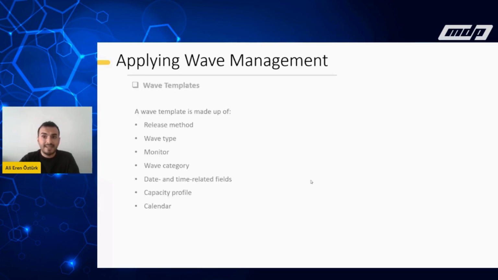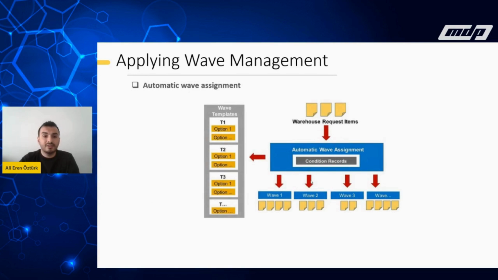This assignment is basically done, in standard, through automatic wave assignment. It uses PPF, post processing framework, and you can automate the warehouse request items again using the condition technique in your wave templates. So basically you create condition records, and those condition records are going to use your wave templates, and the relevant outbound delivery items are going to be assigned to the relevant waves, as can be seen in the image.